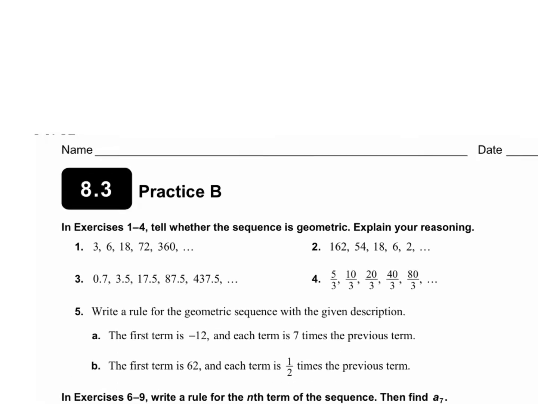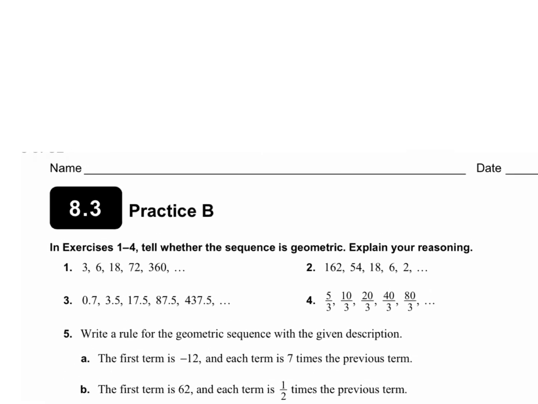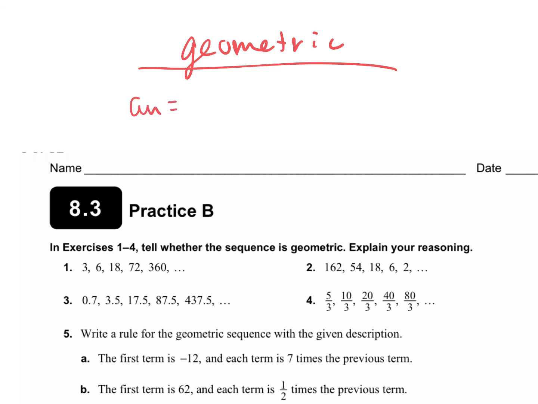All right, let's go to geometric. So in geometric, we have two new formulas. To find our rule, we have a sub n is equal to a sub 1 times r to the power of n minus 1. And then to find our sum, when we have a geometric sequence, our formula is a sub 1 times 1 minus r to the power of n over 1 minus r. The only new variable we have here is this r, which is just our common ratio.